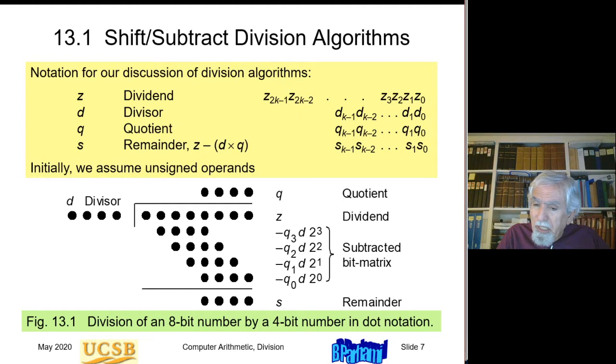So this is a division of an 8-bit binary number shown here. That's called the dividend z, divided by the divisor d, producing the quotient q and a remainder s. I call the remainder s rather than the commonly used r because throughout this book and this course we use r to represent the radix, the number representation radix. So to avoid confusion, I'll call the remainder s.